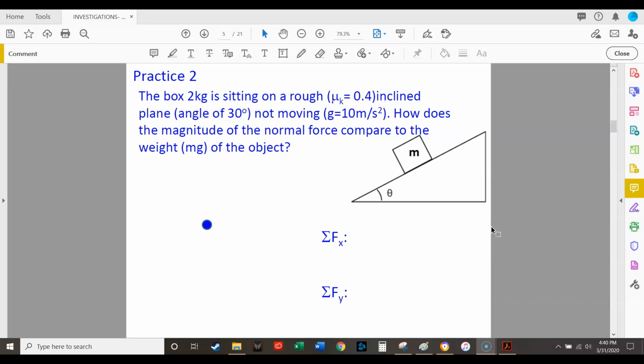This is the exact same problem as before, except now the triangle is twisted the opposite direction. So we're going to try to use the same method that we did before, but we're going to go a little bit faster. I'm going to start off by drawing a line. I'm going to draw my coordinate system through the inclined plane. I'm going to label it positive y.